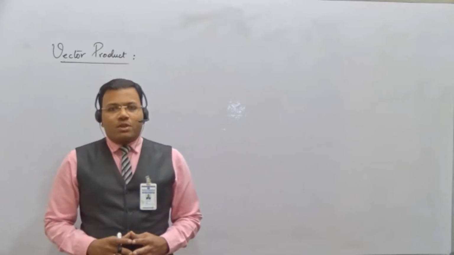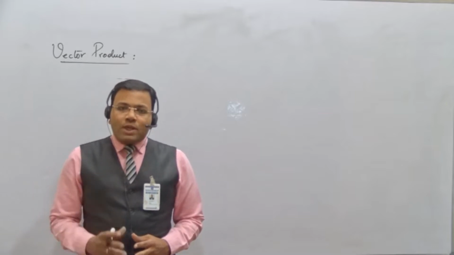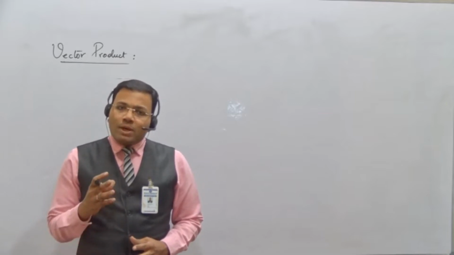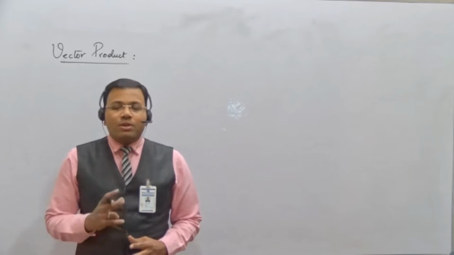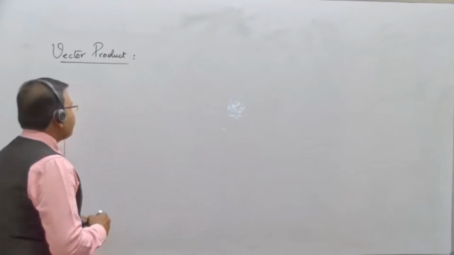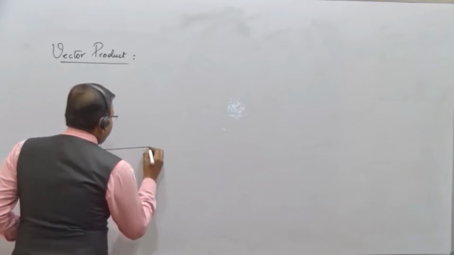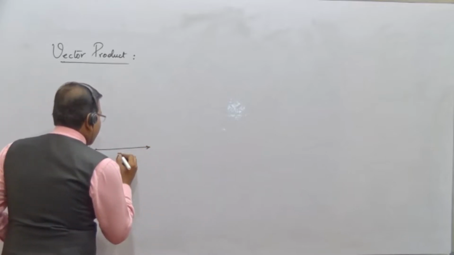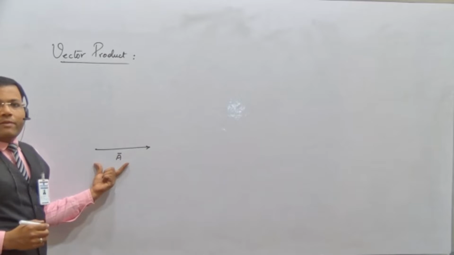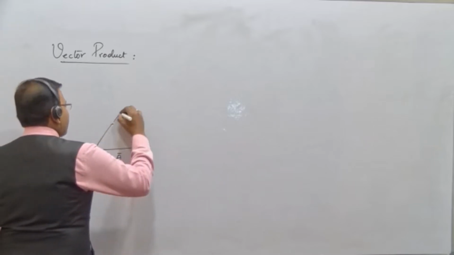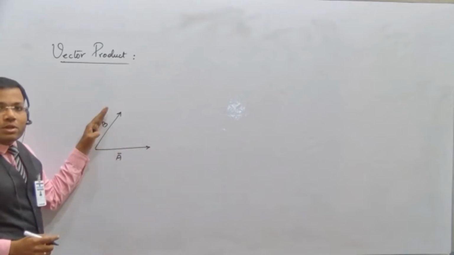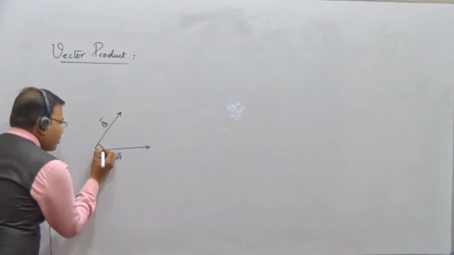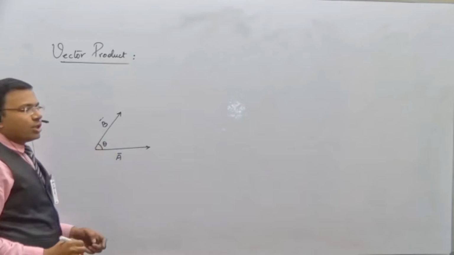Actually, it is a vector product. So what is a vector product? If you want to multiply two vectors, then how to multiply? By using the cross product. See here. Suppose I take a vector A. This is vector A. And another vector is also there, that is vector B. This is vector A and this is vector B. And the angle between these two is theta.